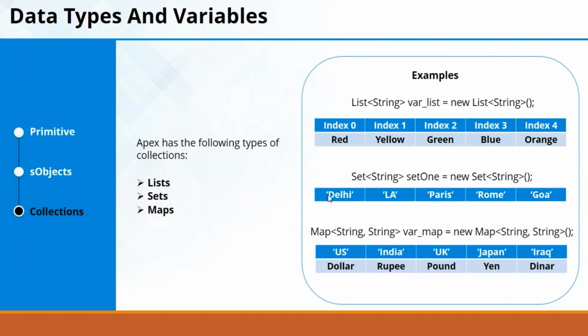Nikhil, one quick question. If I want to place Delhi two times, like a duplicate one, will it allow, in set or list or map? In list, duplicates will be allowed, but in set, duplicates will not be allowed. Because in Salesforce we have duplicate records as well, right? So in that case, we need to use list only. Okay.